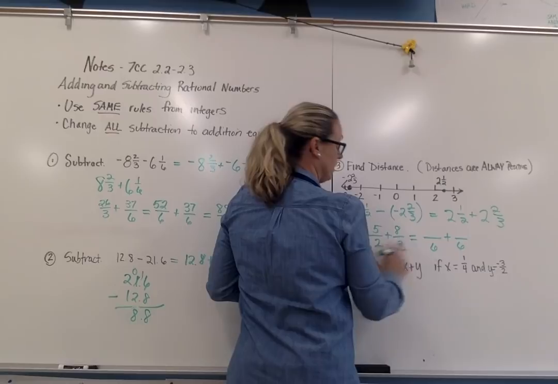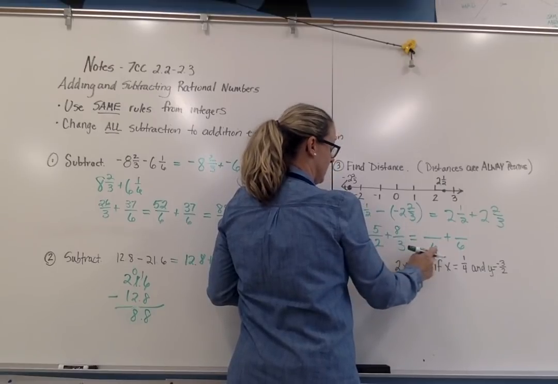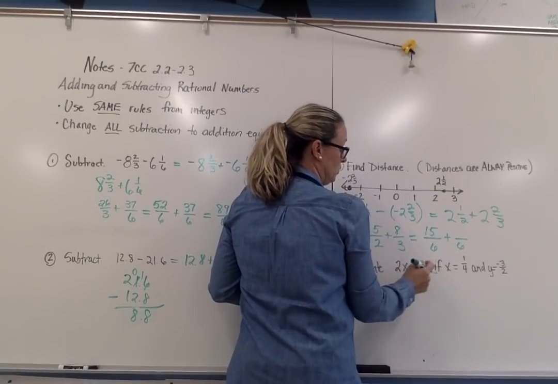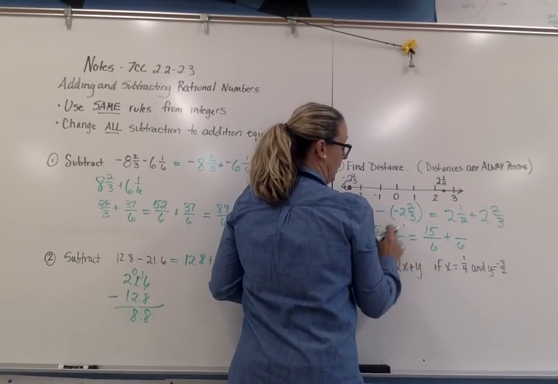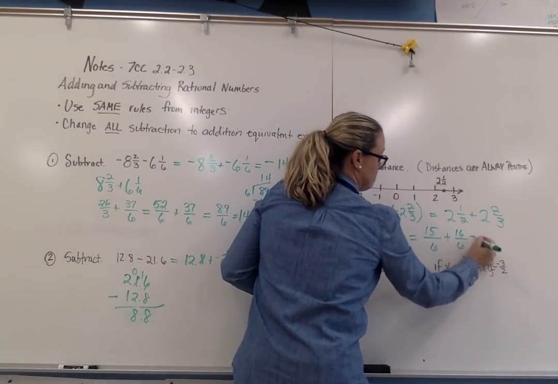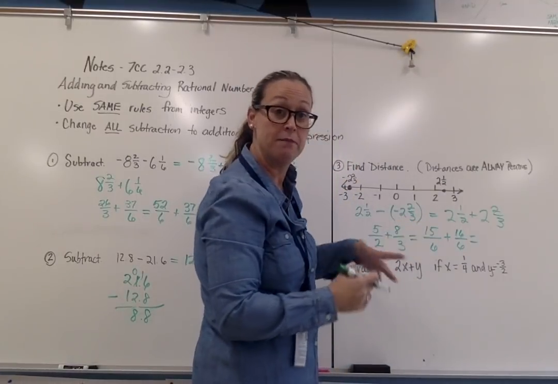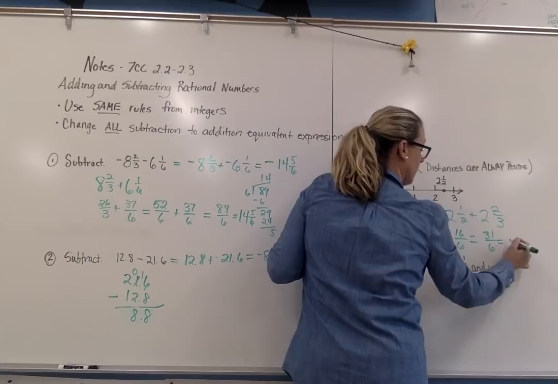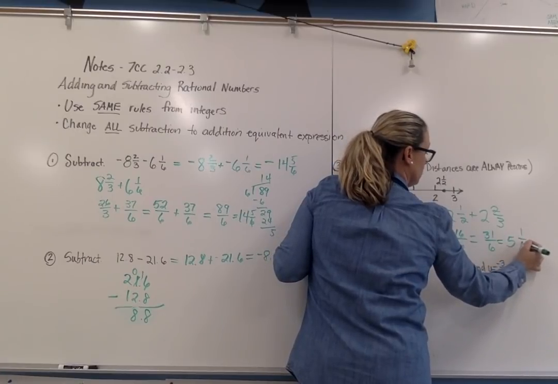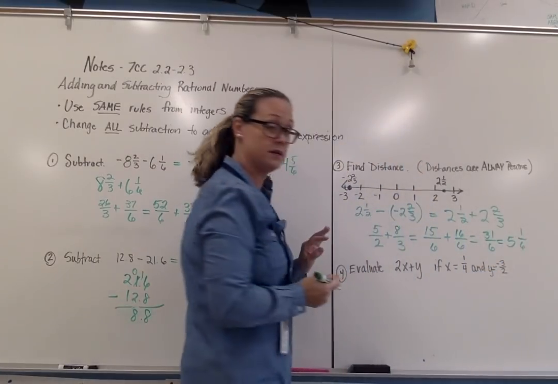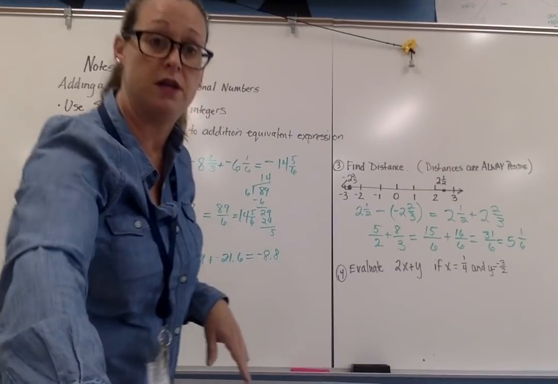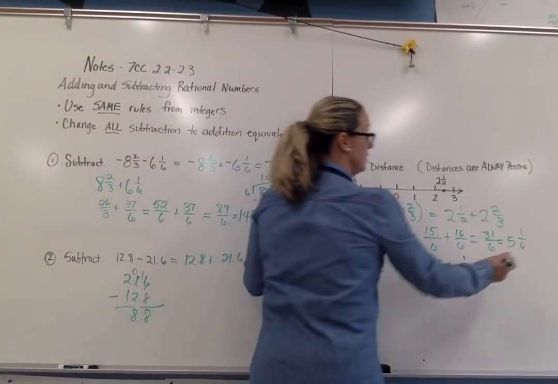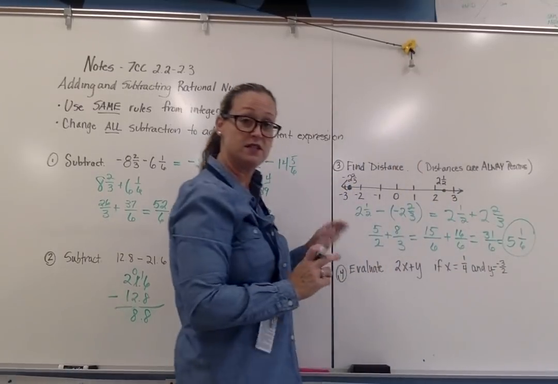2 times 3 is 6, so 5 times 3 is 15. 3 times 2 is 6, so 8 times 2 is 16. I then add my numerators only for an answer of 31/6, which is equivalent to 5 1/6. Now in this case, when I subtracted, I need to make sure that that answer is positive, and it is. So that distance is 5 1/6.